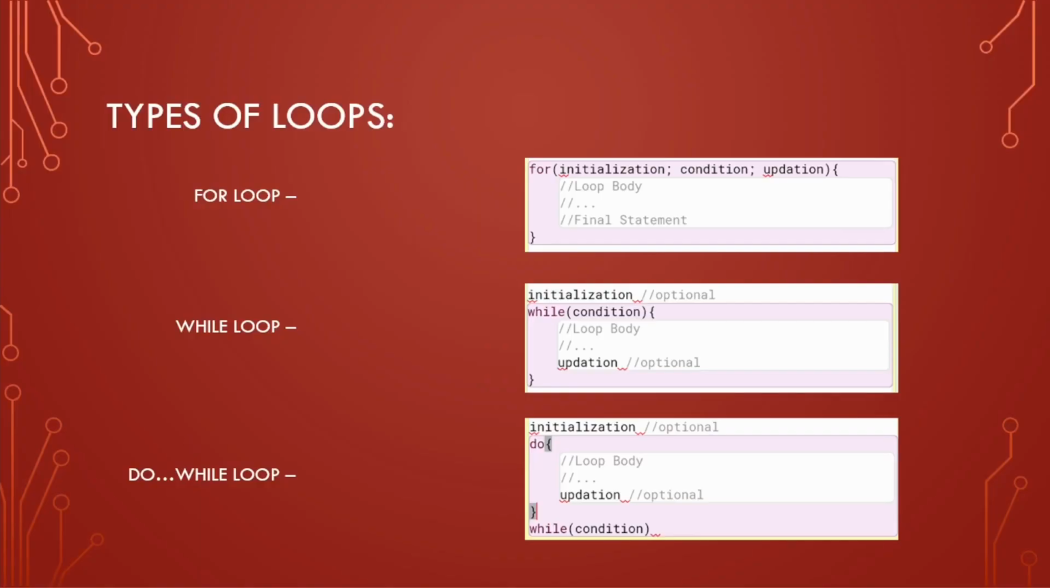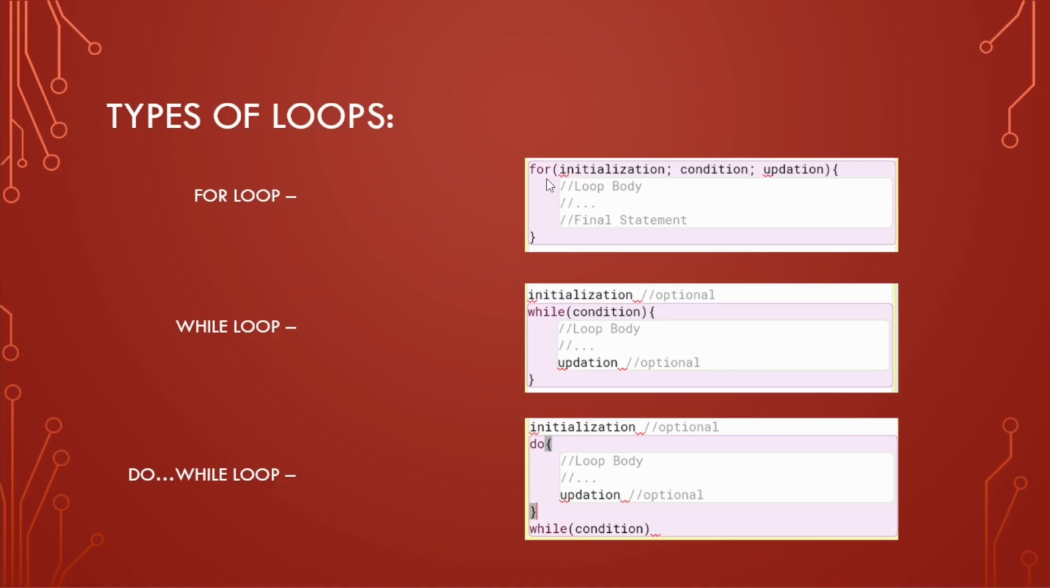So in Java, we have 3 types of loops. We have the for loop, the while loop, and the do while loop. Now the while loop and the do while loop are quite similar. However, the for loop is a little different, but easier to understand. So we'll begin with the for loop.